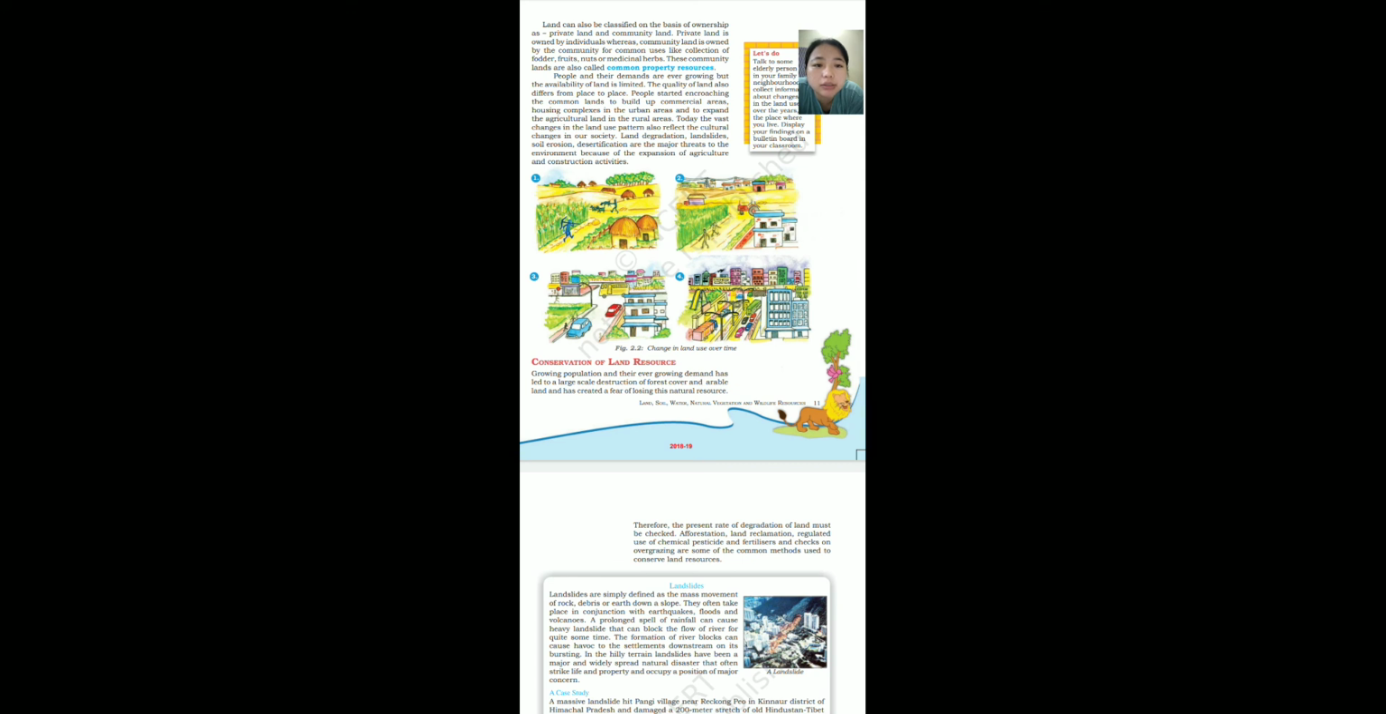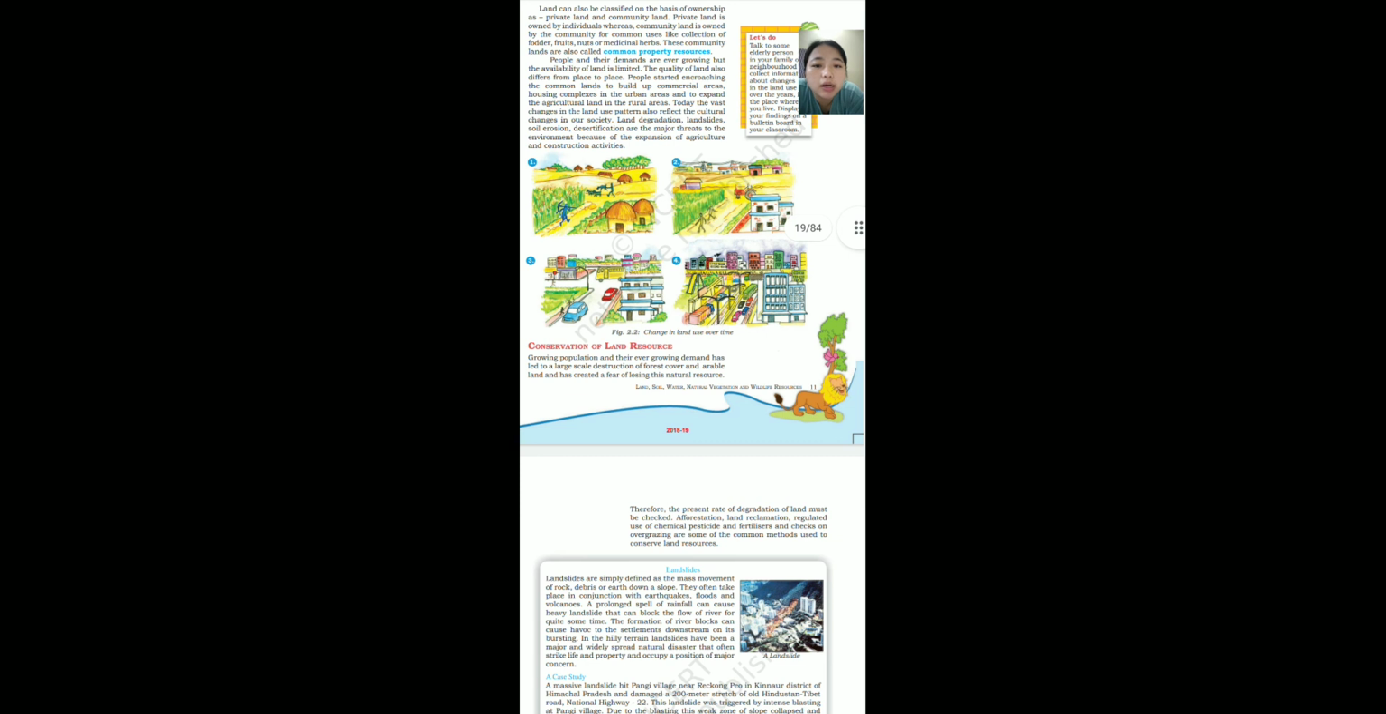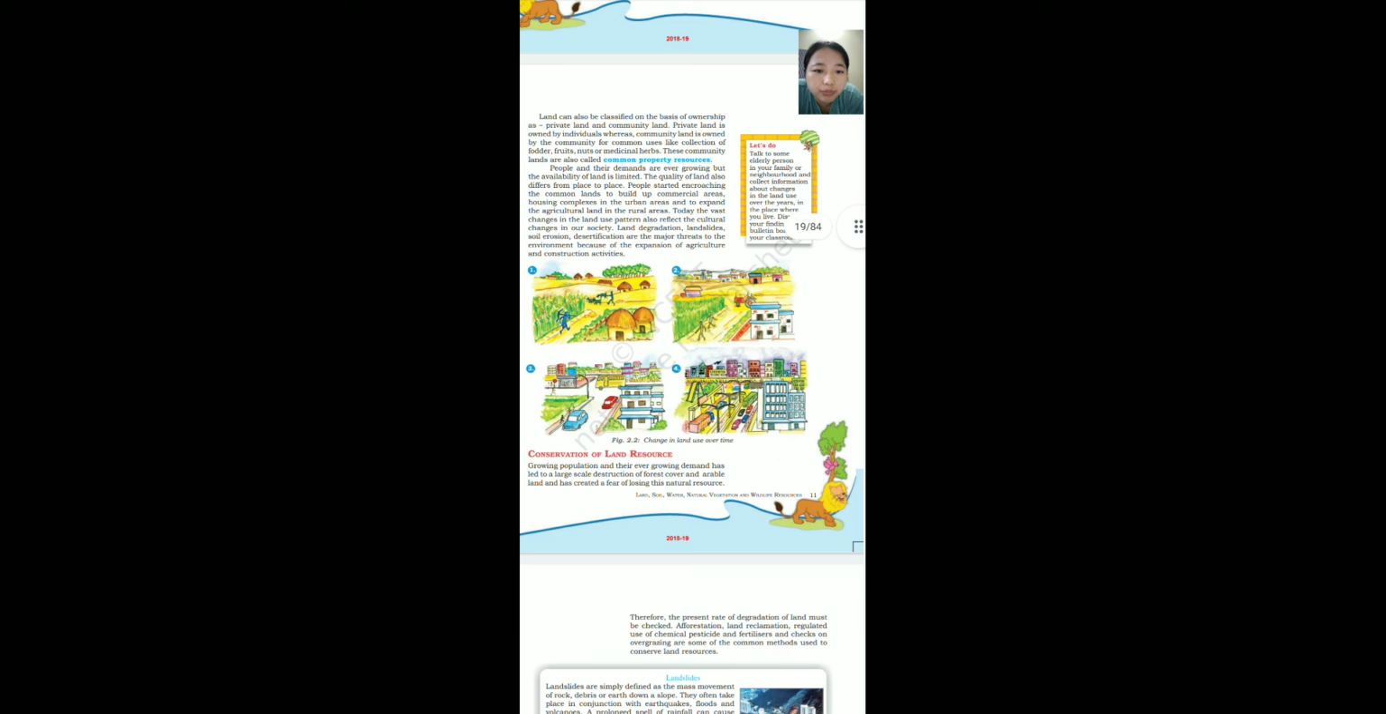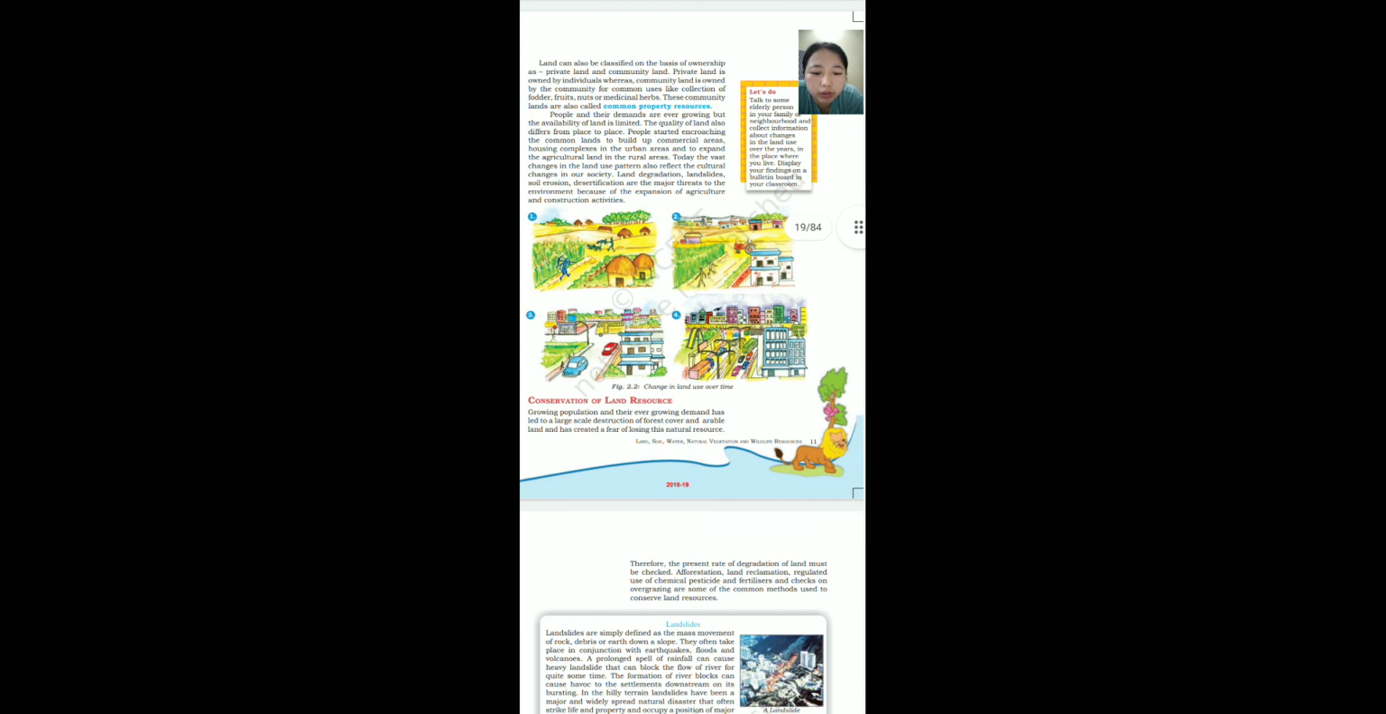And desertification means the cutting of forest, and there are no more trees and all. These are a threat to the environment because of the expansion of agriculture and construction activities. Look, we humans have encroached on the natural resources in every way, so this has led to threats to the environment. Okay, today we will be done with this much only.